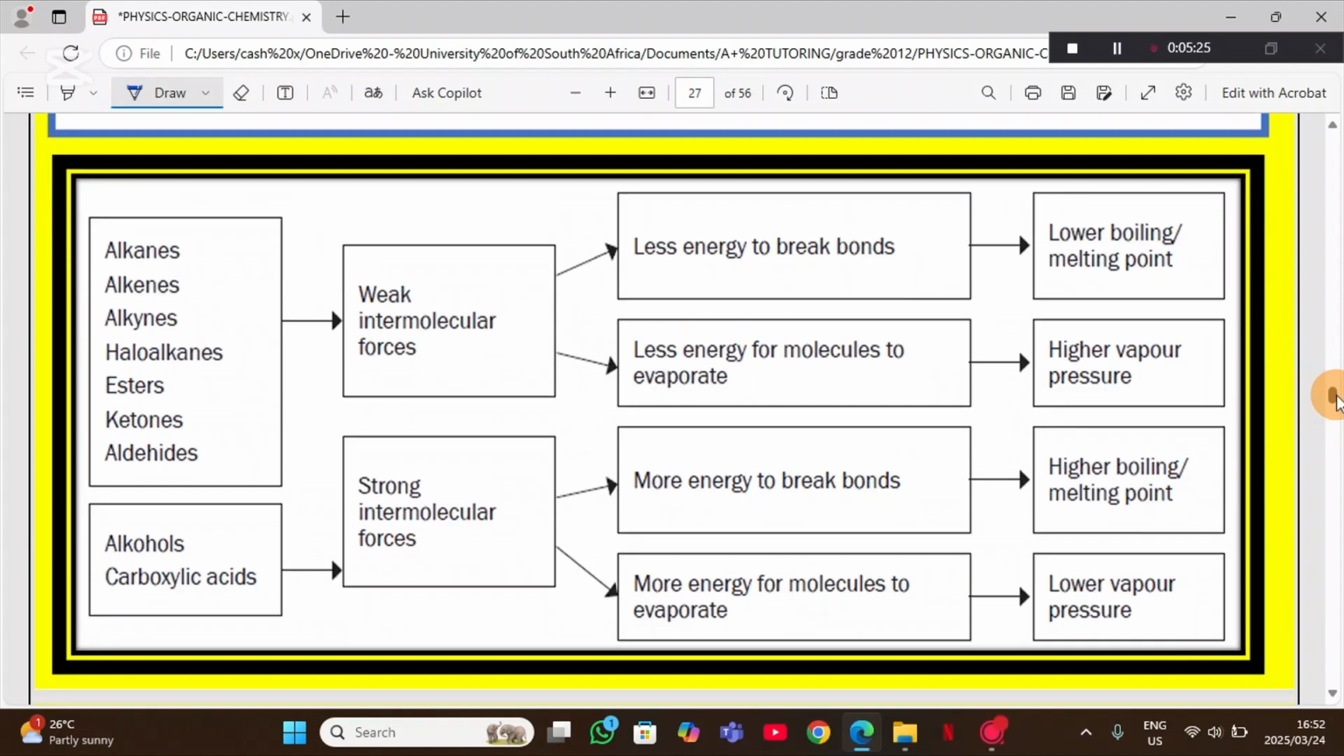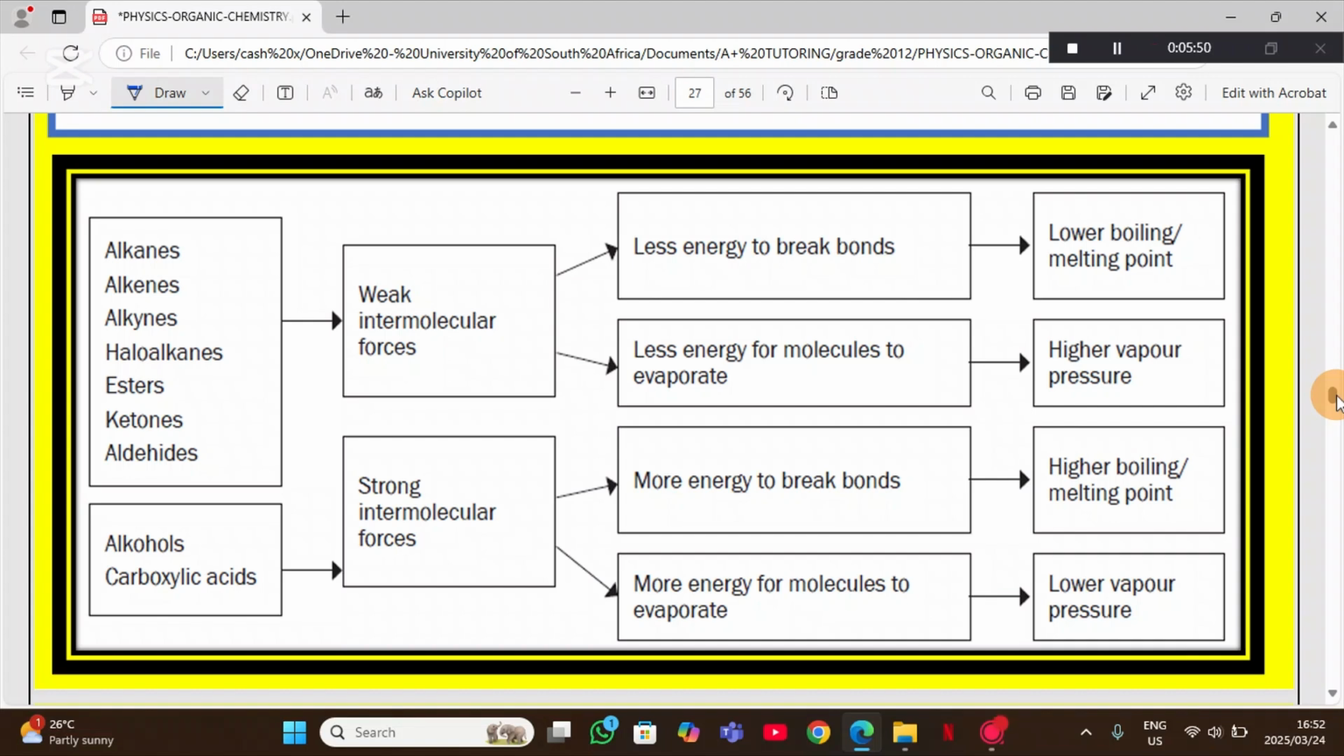And then remember, we said that our alkanes, alkenes, alkynes, and then haloalkanes. I'd forgotten the haloalkanes when I was listing them up there. But then we now have our haloalkanes and esters, ketones, and aldehydes. They have what? Weaker intermolecular forces. Why? Because these fall under the induced dipole-dipole and the dipole-dipole, the London forces and the dipole-dipole, right?